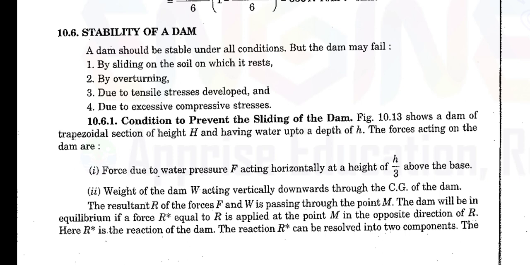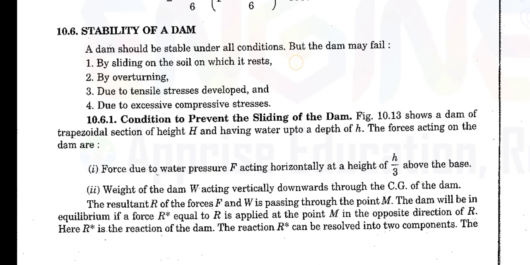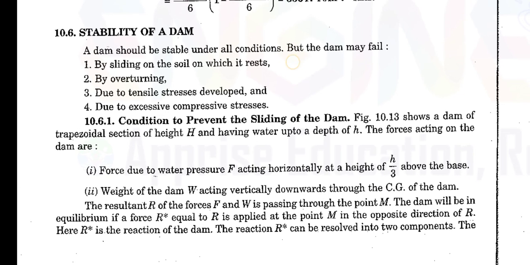Now, we have to check whether the particular design is stable or not. So for that we are checking certain conditions. What are all the conditions in which the dam may fail? First one is it may slide over the soil, slide and come out. So one problem is sliding. The second one is overturning.